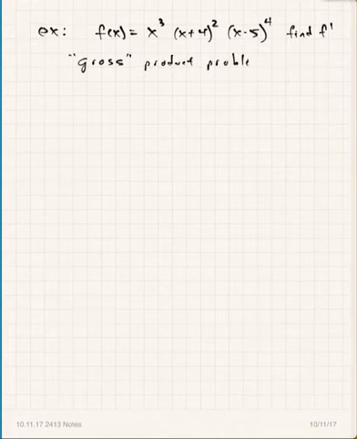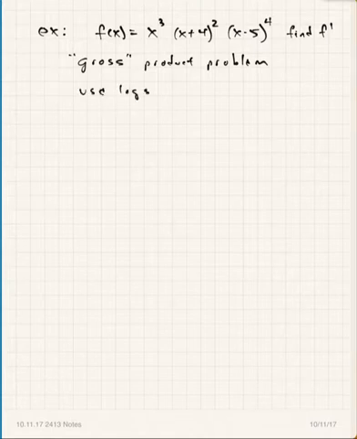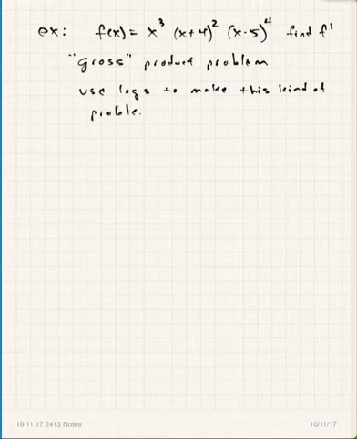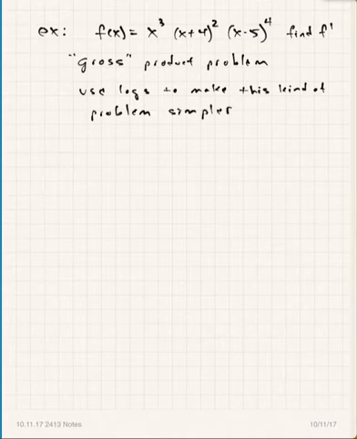Because it's a mess. You've got 3 factors, so you're going to have 3 terms. You have to differentiate a separate factor in each term. You're going to have the chain rule in there. It's just kind of a mess to do. I can use logarithms to make this kind of problem simpler. I can make the differentiation in this problem significantly simpler.